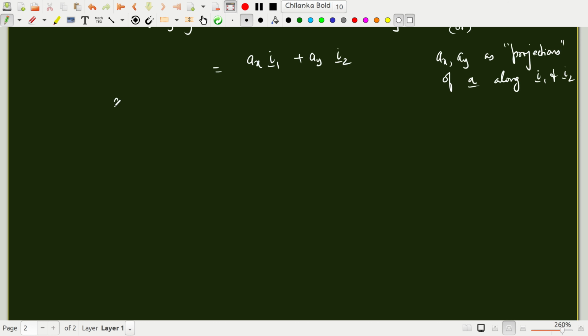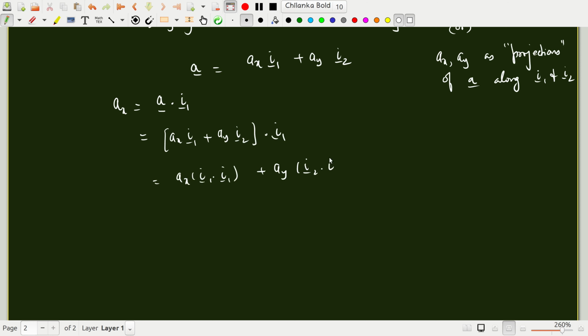So how do you find AX? AX is nothing but A dot I1, because A dot I1 is (AX I1 plus AY I2) dot I1. This is AX times I1 dot I1 plus AY times I2 dot I1. Now this second term is 0 because I1 and I2 are perpendicular to each other, which is the assumption we have made. And if I assume that I1 is a unit vector, I1 dot I1 is 1. So that's why you get AX equal to AX on both sides.